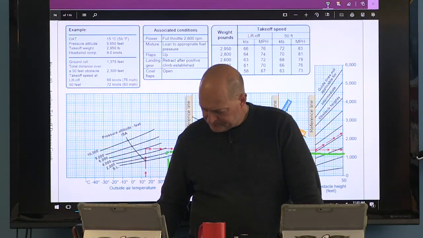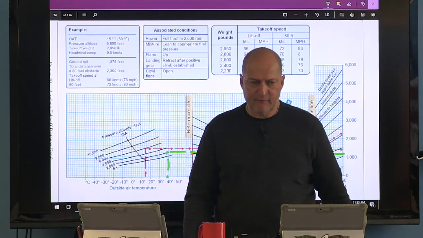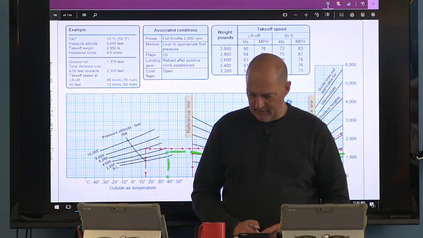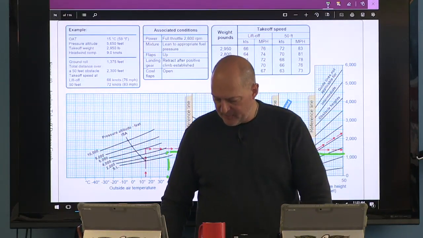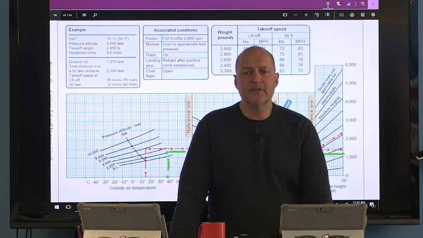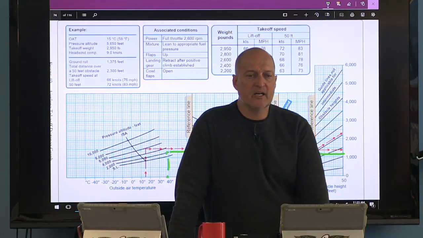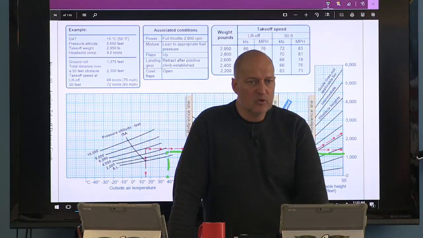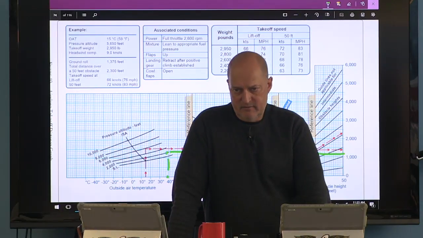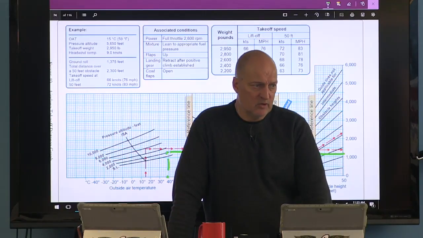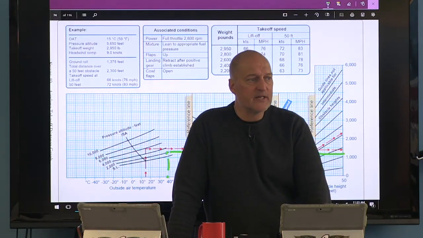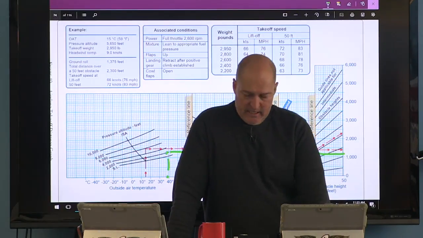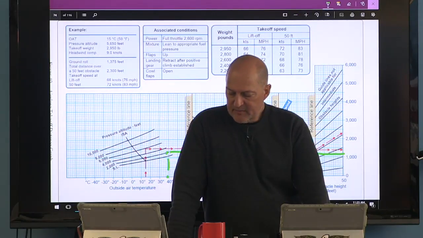So here we go. Refer to figure 40. Determine the approximate ground roll distance required for takeoff. Ground roll is the part right up until the moment you rotate, the part where you are in contact with terra firma.